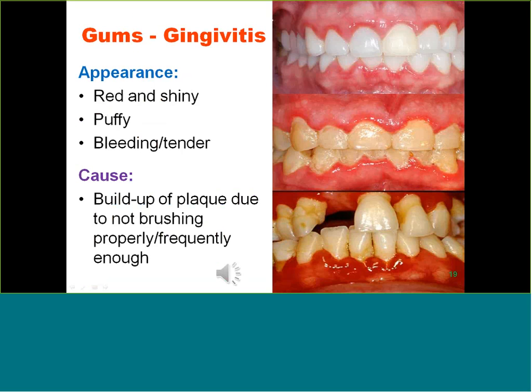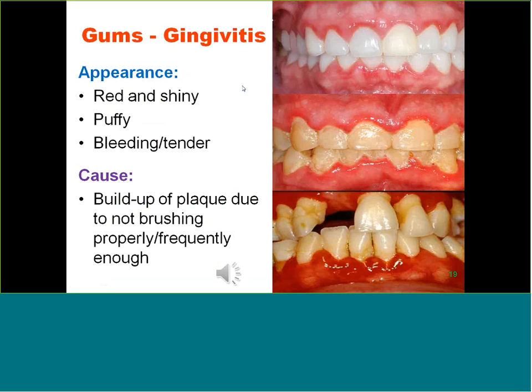Depending on how severe the gingivitis is, it can make the gums appear red, shiny, inflamed, bleeding, or tender. These signs may vary depending on the severity of the gingivitis. In the first picture, there's a picture of someone with mild gingivitis. The gums around the teeth are slightly red and inflamed.